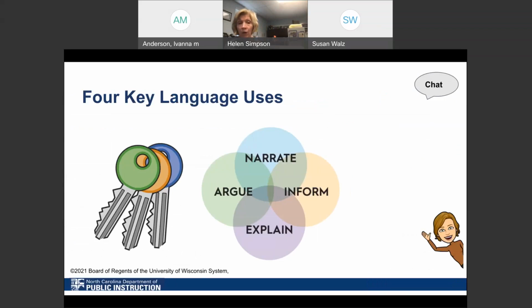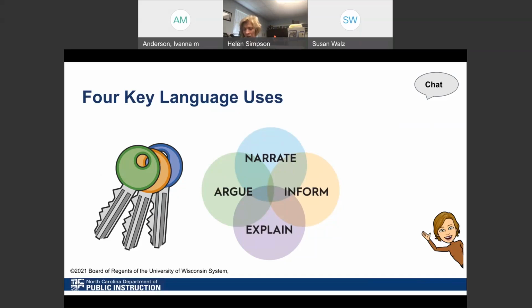WIDA's second component of the framework are the 4 key language uses. You can see from the graphic we have on the screen what they are. I had to develop a mnemonic to help me remember what the new key uses are, and I use NIA: narrate, inform, explain, and argue. And so that just helps me to put it in my memory bank. You might want to think about an acronym to help you remember these key uses.